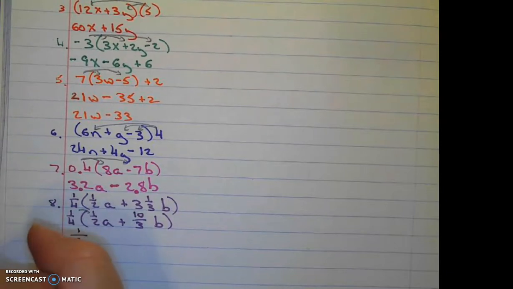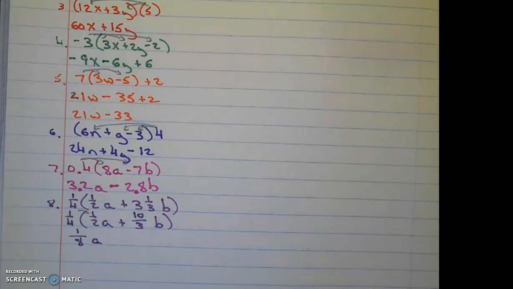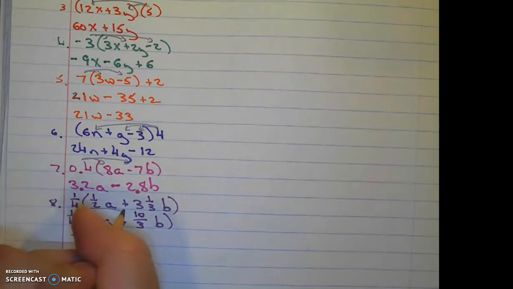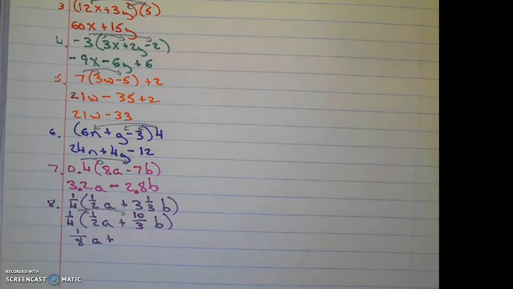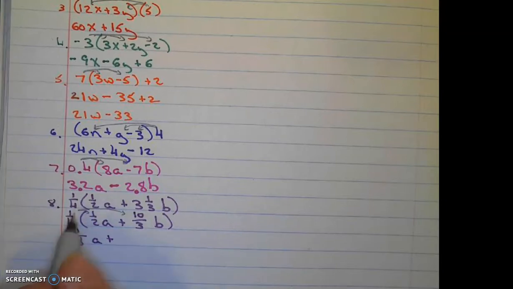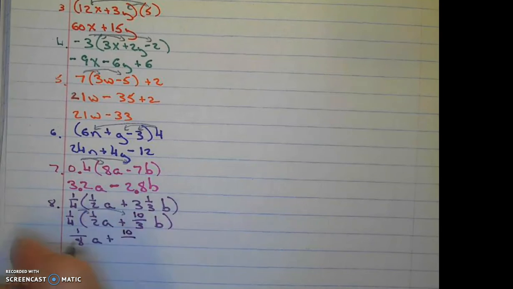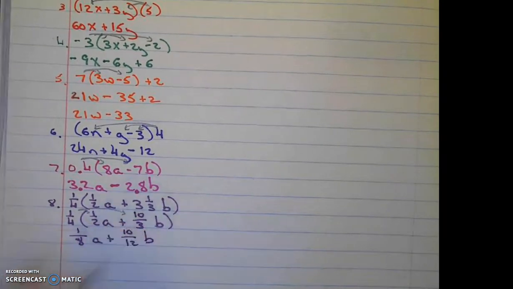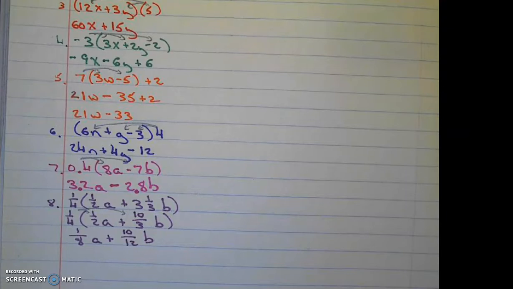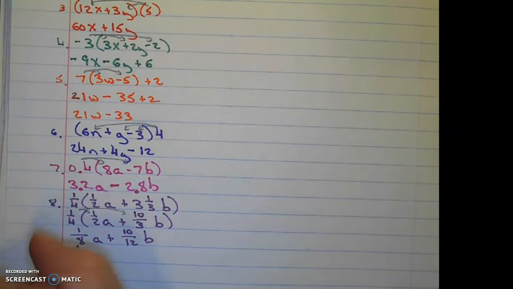And now we're ready for our regular old multiplication. 1/4 times 1/2 a. 1 times 1 is 1, 4 times 2 is 8, so that gives us a 1/8 a. 1/4 times 10 over 3b, so plus. Now you might even choose to do some reducing ahead of time. In this case, these are small enough, I'm just going to multiply straight across. 1 times 10 is 10. 4 times 3 is 12. So I've got a 10 over 12b. One little piece of simplifying is possible. So I'll write the 1/8 a plus 10 over 12 becomes a 5 over 6, and then b.